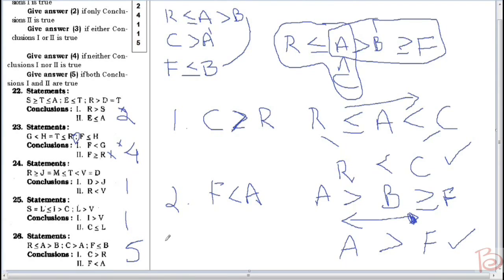Okay, so this is how you do inequality sums. So what I will do is I'll upload another video on inequality, and after that I'll upload the video on coded inequalities with the shortcut. Okay, so keep practicing it.